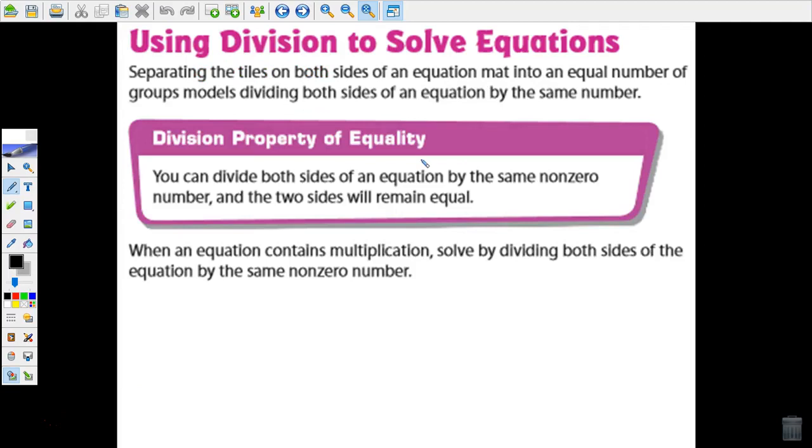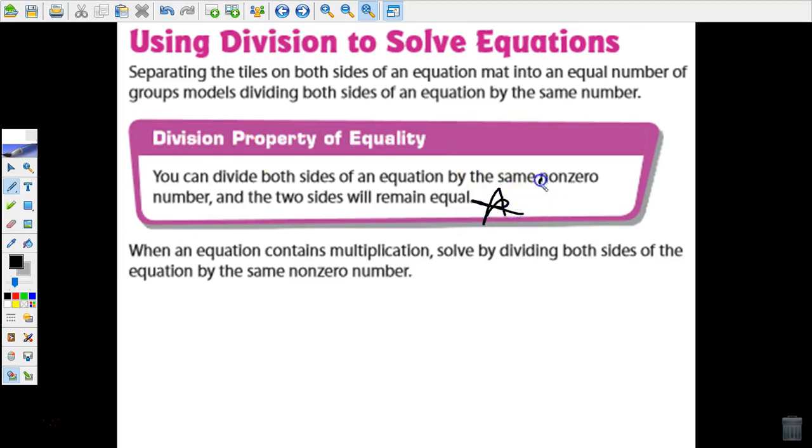All right, using division to solve equations. Everybody pay attention. Separating the tiles on both sides of an equation mat into an equal number of groups, models dividing both sides of an equation by the same number. So they're just going back to the tiles situation in the modeling, okay? But they're just letting you know whatever you do to one side, you have to do to the other. Whenever there's a situation like that, taking away from one side or dividing by one side or whatever, you have to do it to the other side to keep it equal, okay? Like the division property of equality says.